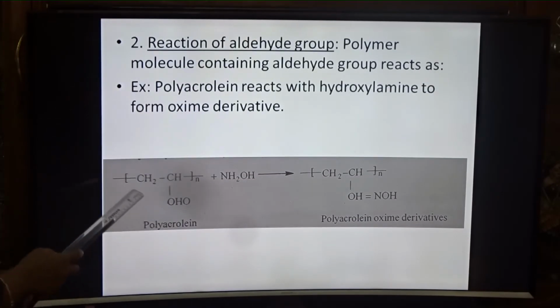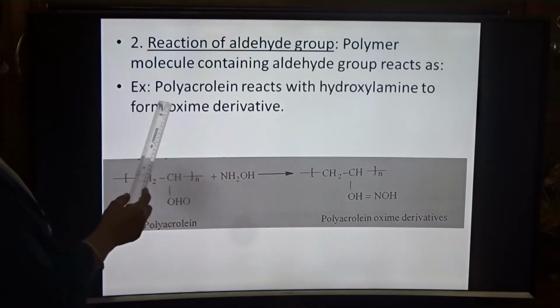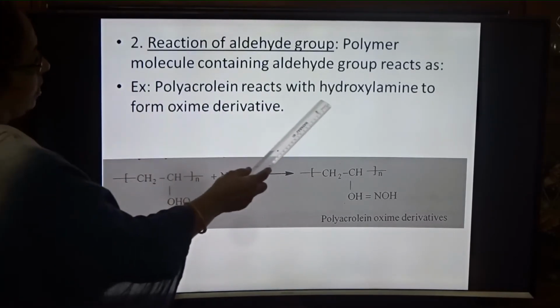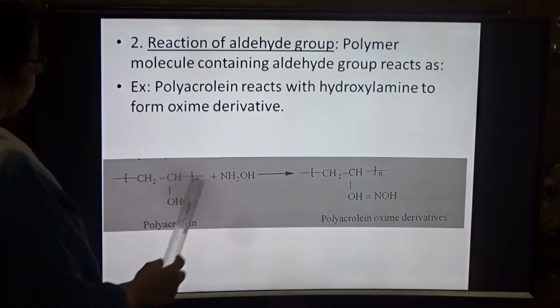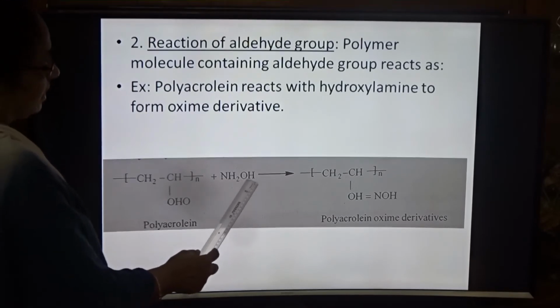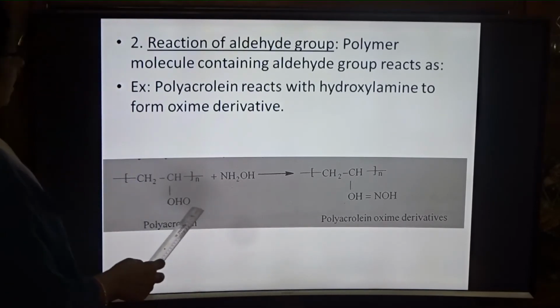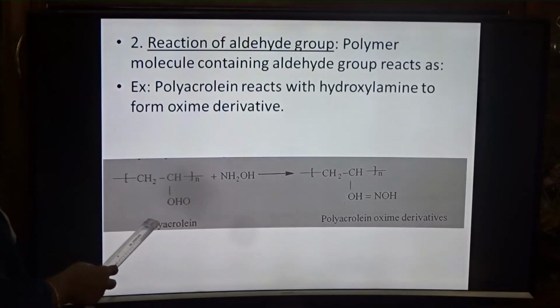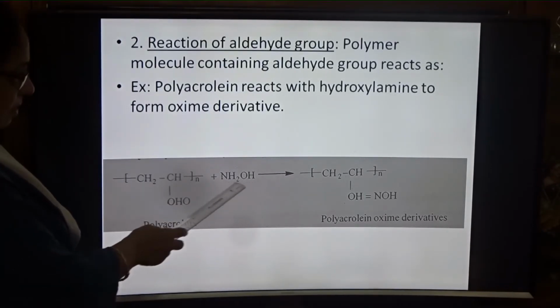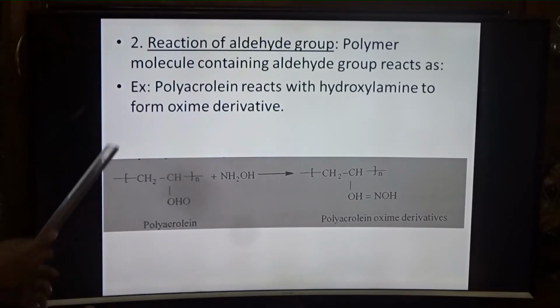Reaction of aldehyde group. A polymer molecule containing an aldehyde group reacts as follows. Polyacrolein reacts with hydroxylamine to form an oxime derivative. This is the polyacrolein, the aldehyde molecule, which reacts with hydroxylamine to give the polyacrolein oxime derivative. Here the aldehyde group is the pendant group. This is the reaction of the aldehyde group.